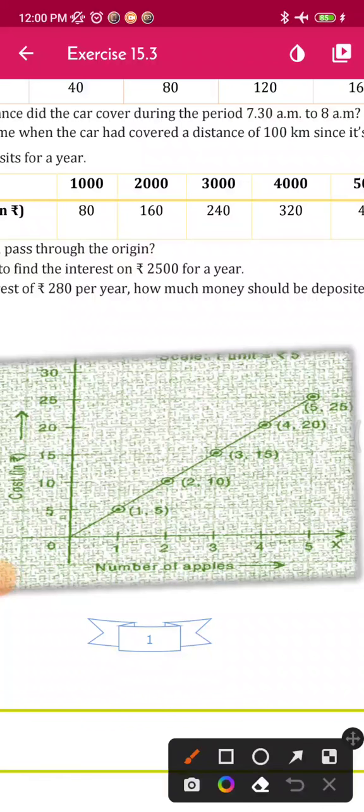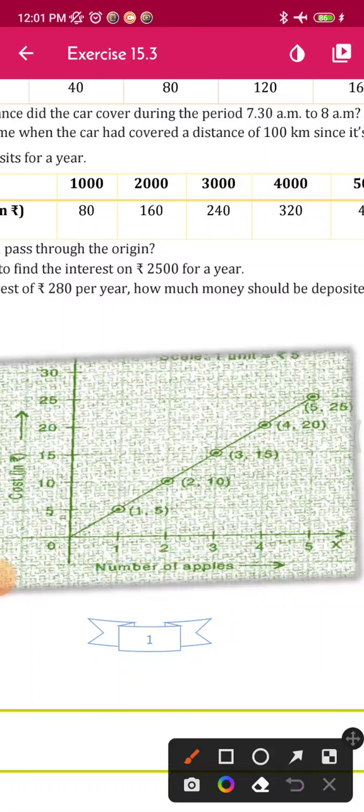Okay, so here are the two directions. First direction is the x direction, sorry, and here is the y direction. In the x direction I am taking the number of apples, you can also take the same thing. In the x direction we are taking the number of apples, and in the y direction the cost in rupees.